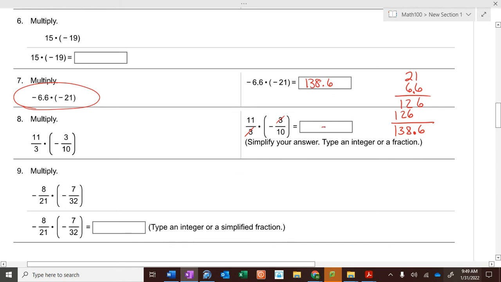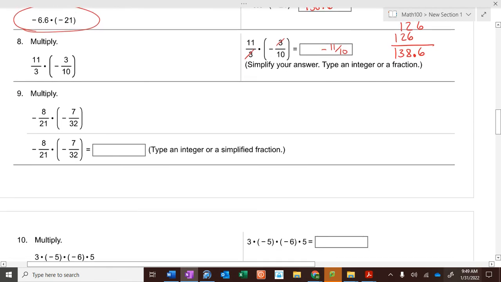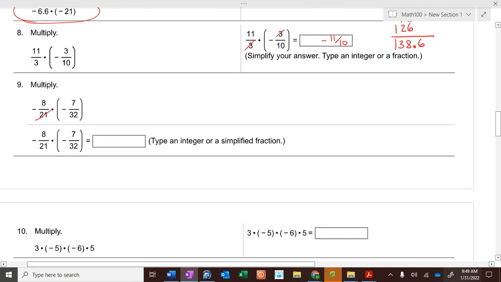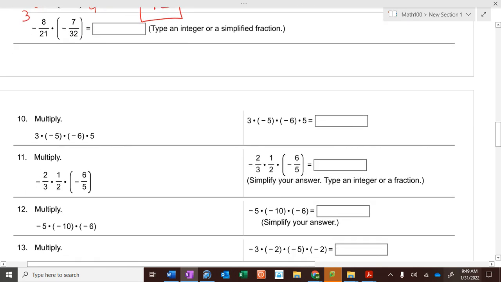Here, when you're multiplying fractions, you can cancel numbers that go into each other. So this is negative 11 over 10. Here, the 7 and the 21 go into each other 1 and 3 times. The 8 and 32 is 1 and 4 times. So it's positive 1 over 12. Because a negative times a negative is a positive.